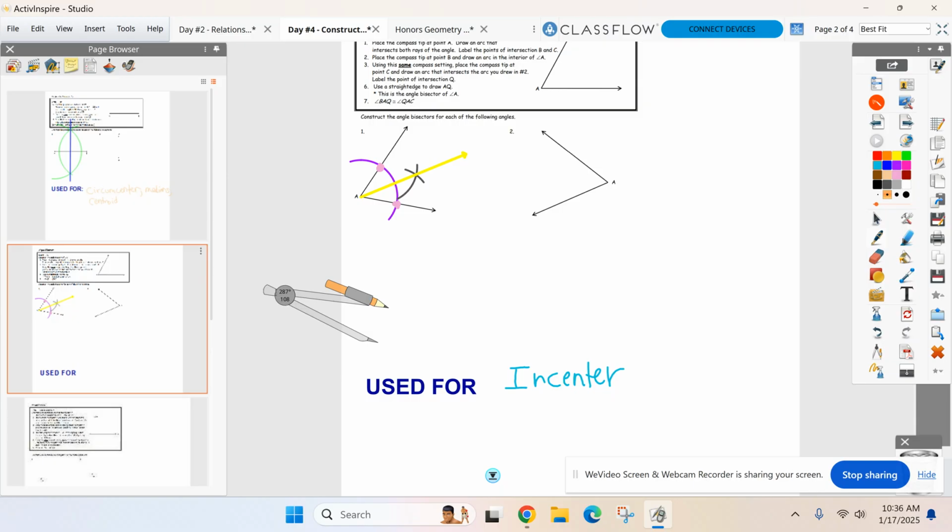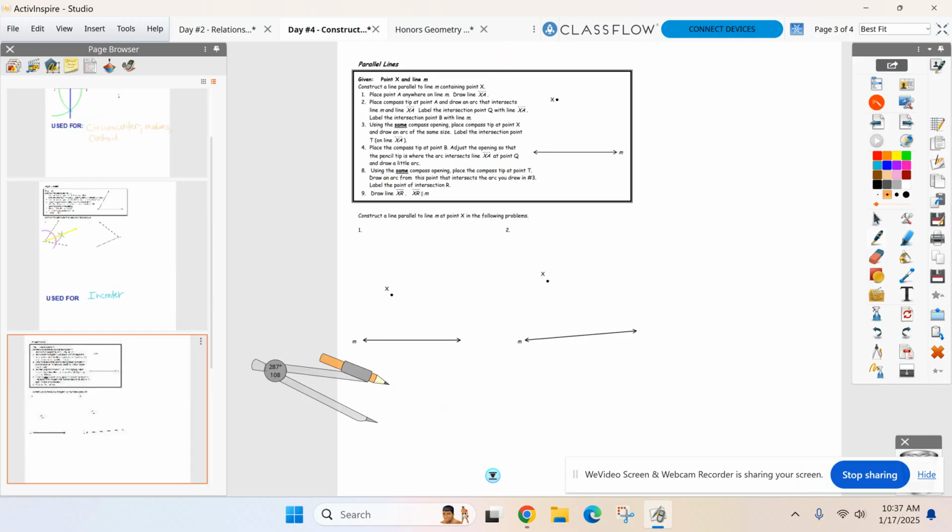Everyone good? Perpendicular bisector and its uses. Angle bisector and its uses. Possible construction option number 3. Go to parallel lines for me. I could ask you to construct a set of parallel lines.